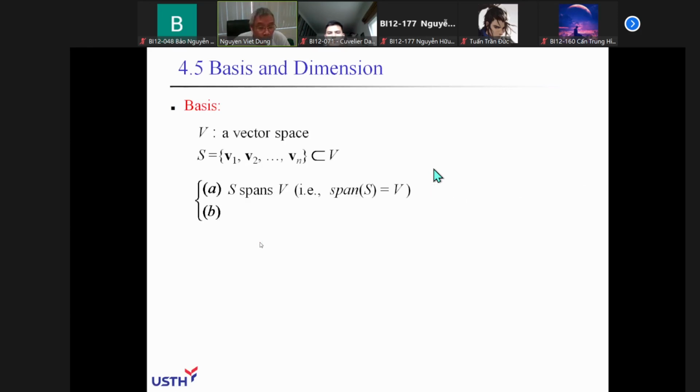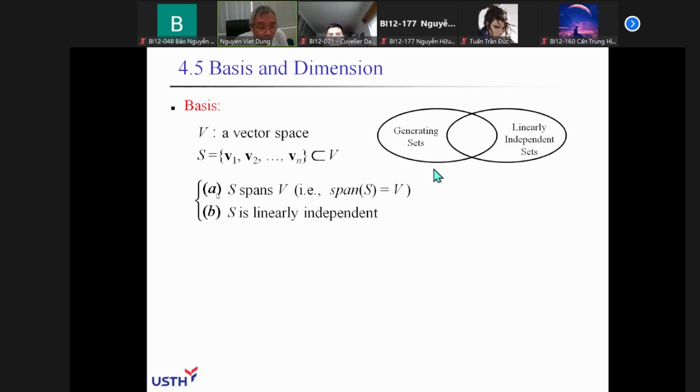Now I go to the notion of basis and dimension. Suppose that V is a vector space and S is a set of n vectors inside V. And I suppose that S satisfies both property A and B at the same time. The first property says that S spans V. It means that the span of S equals V. Please forget the picture first. And the second property says that S is linearly independent. Then, if S satisfies both properties at the same time, S will become a basis for V.